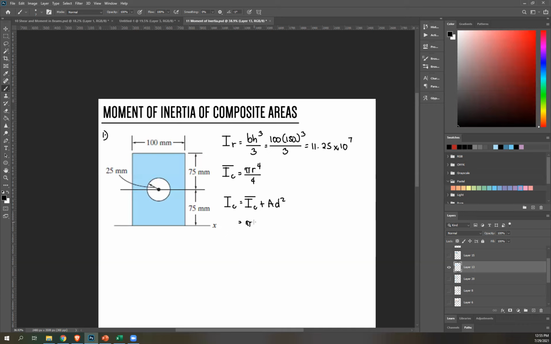You already know what I C bar is. Pi r raised to 4 over 4 plus A, the area of the circle, that's just pi r squared. And then the distance. This distance is the distance of the centroidal axis to your reference axis. So from this point to your reference, it's given, 75. So let's sub in our values. So pi, radius is given, 25. Make sure your units are uniform. And then plus 25 squared, distance is 75 squared. Please solve. What's the answer here?